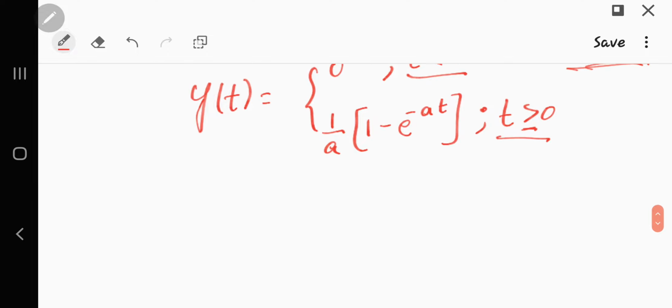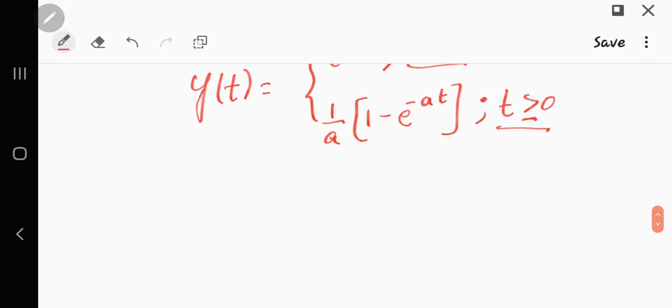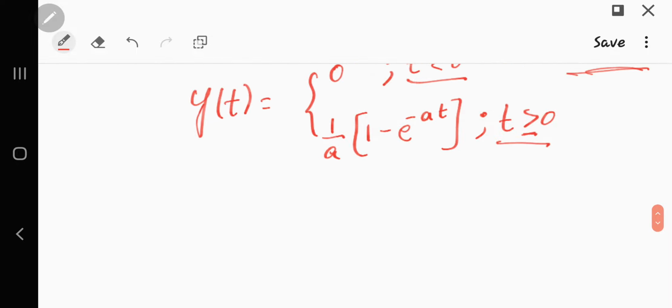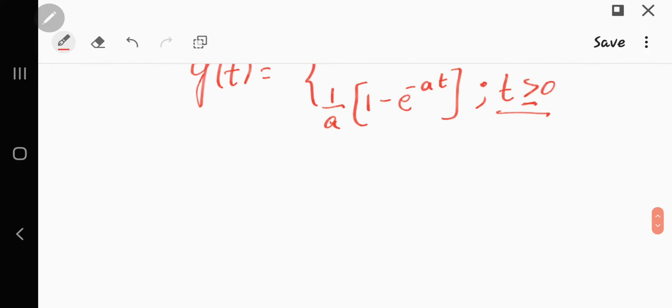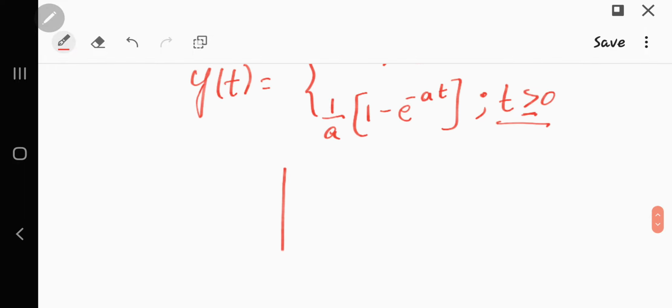Okay. And what if they ask you to plot y of t? In this problem they have not asked you to plot y of t, but in some cases they might ask you to plot y of t. If that happens, how do we plot y of t? Using this equation, we have to plot y of t.